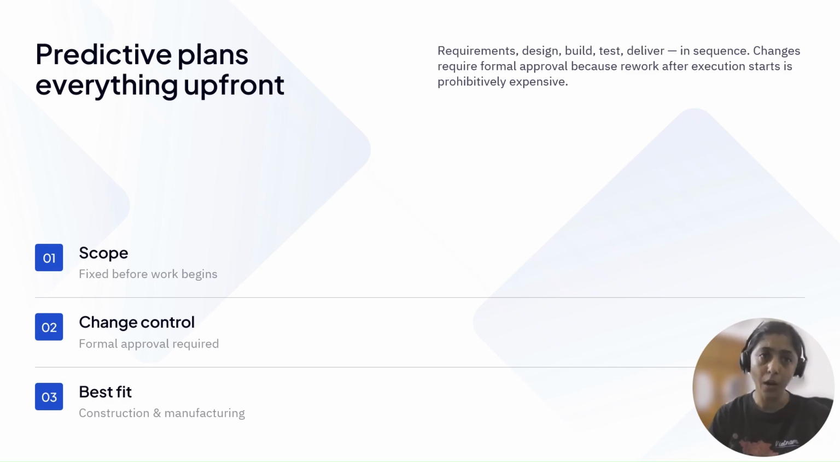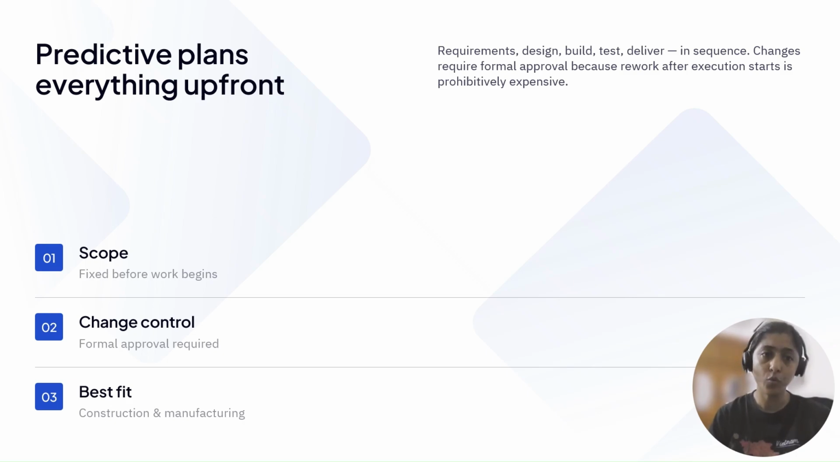Now you might wonder why changes require formal approval. Think about building a bridge. If someone requests a design change halfway through construction, engineers need to evaluate safety, additional cost, schedule impact, and legal compliance. And that is why predictive projects have a formal change control process. Changes are possible, but they are carefully reviewed before approval.